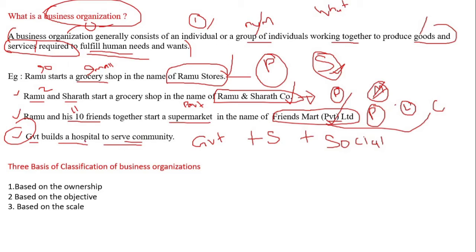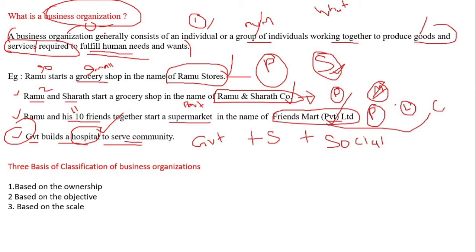Still, that hospital also is a business organization, right? Ramu Stores, profit making, business organization. Ramu Sharat & Co, profit making, still business organization. Friends Mart Private Limited, profit making, still business organization. Government Hospital, social welfare, not profit making, still business organization.